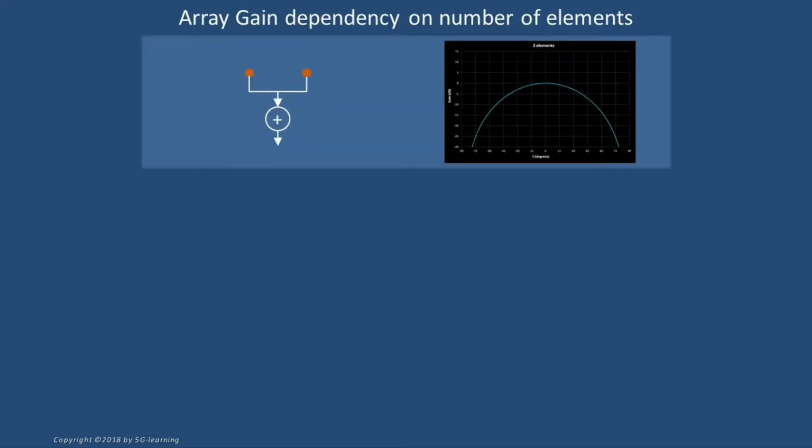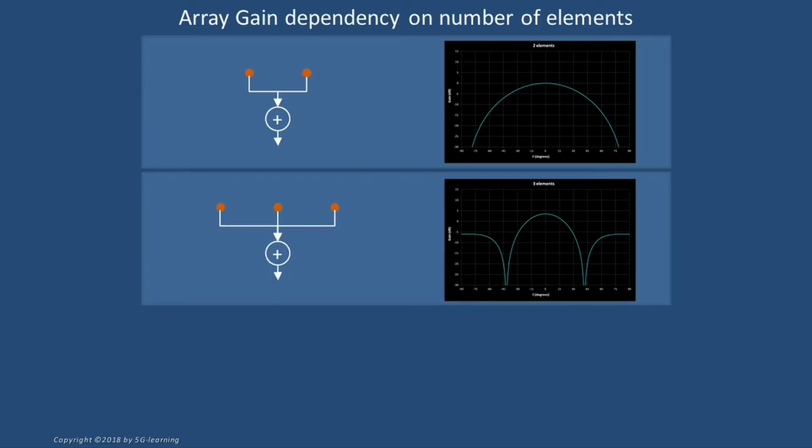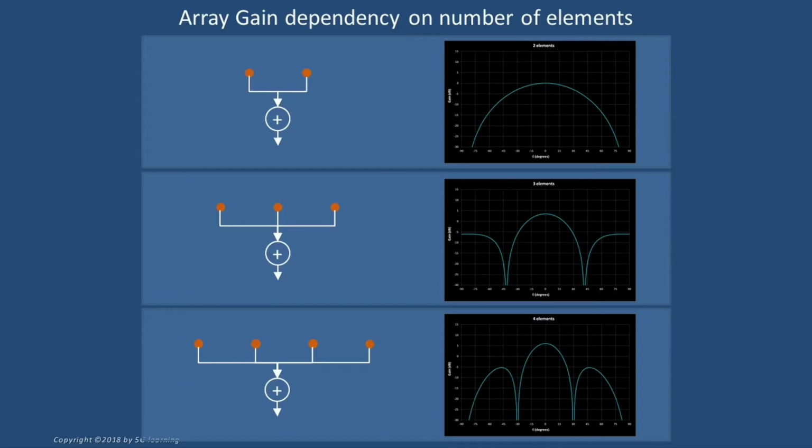For simplicity, consider that all weights hold the same value. If the array consists of just two elements, the array pattern is shown in the picture. If a third element is added, the radiation pattern shows a main lobe and two secondary ones with lower gain. With the fourth element, the main lobe gain increases even further.